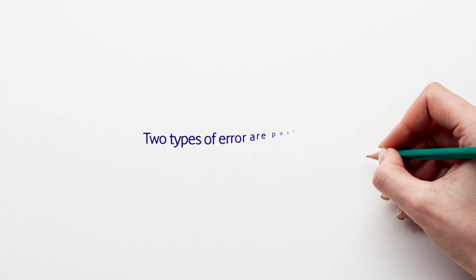So two types of error are possible, that is type 1 error and type 2 error. We will have very elaborate sessions with the help of some real life scenario examples in our coming presentations, where we are going to talk about type 1 errors and type 2 errors.